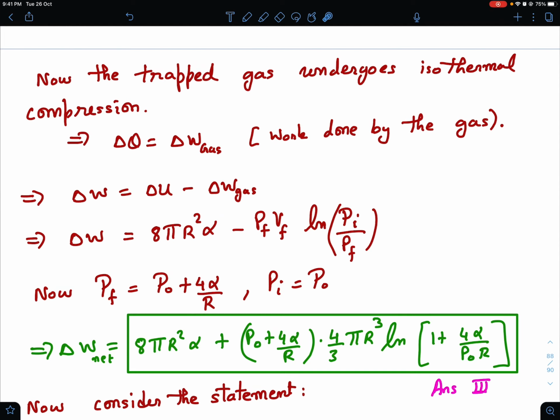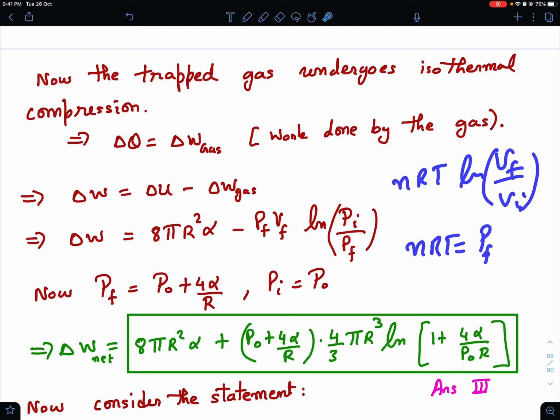Why? Because the surface area is 8 pi r square and not 4 pi r square, because it's a soap film and has two liquid air interfaces. So this is the change of internal energy, the surface energy associated with the surface tension of the film. And then this is the normal formula. For an isothermal process, the work done is nRT ln of V final upon V initial.